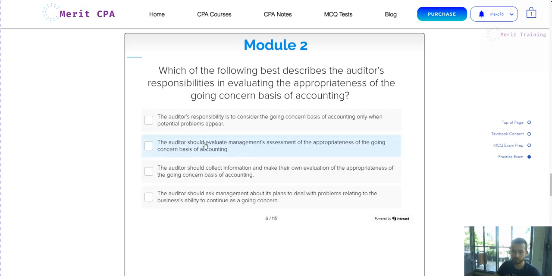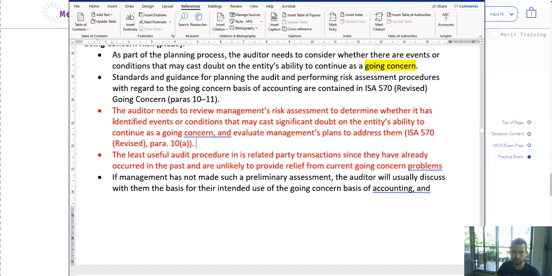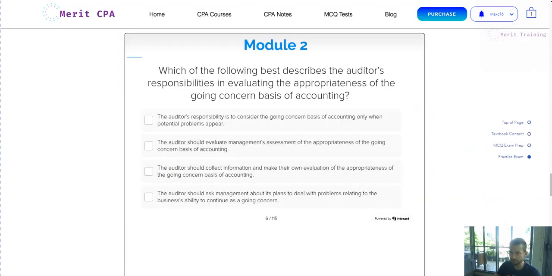B, the auditor should evaluate management's assessment of the appropriateness of the going concern basis of accounting. Yeah, I mean, it's relatively correct. That's what the notes are saying. It says we need to review the management's assessment of risk. The full response might say something a little bit longer, but I think that captures the essence of it. So for now, that's the most correct answer.